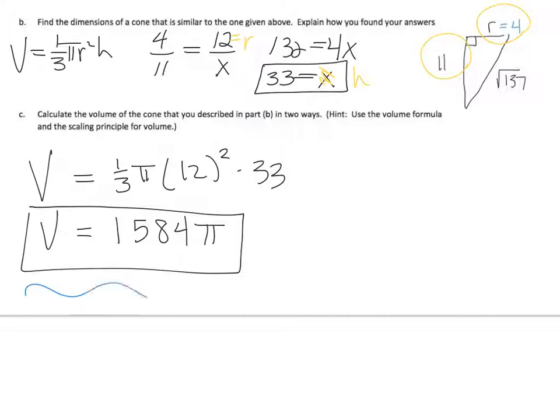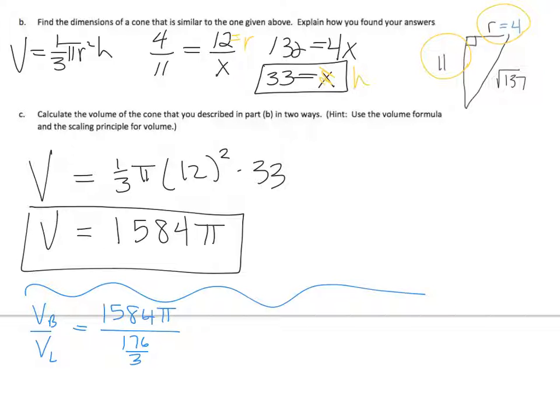Now let's do a little test. I know it's not in the lesson, but if I do volume over volume, let's do volume of big over volume of little. 1584 pi, and the volume of the little one, I went back and looked, was 176 over 3 pi. If I do that division, I get 27. But my ratio is cubed.